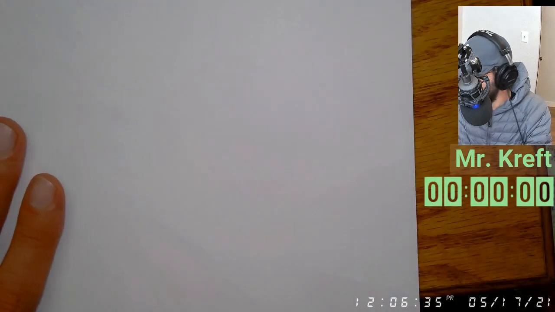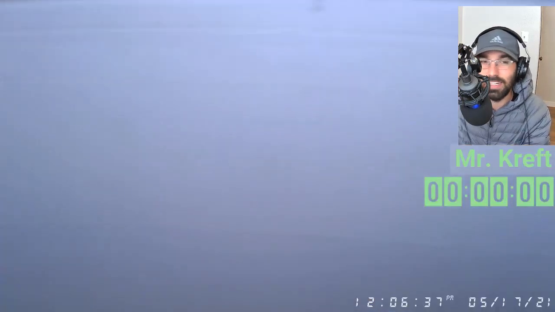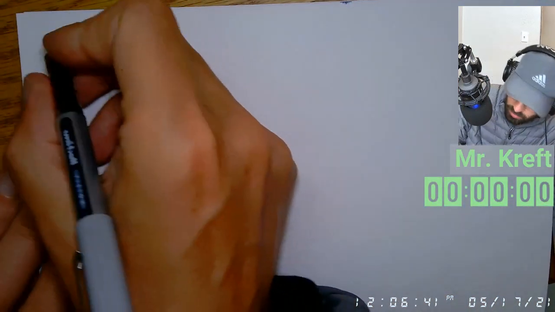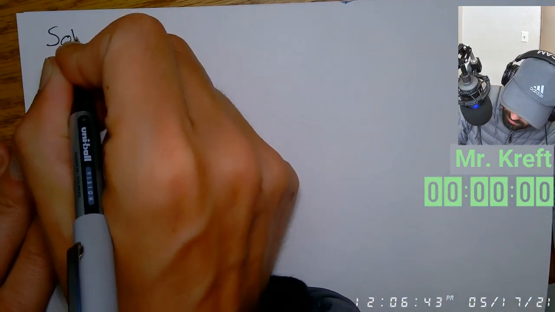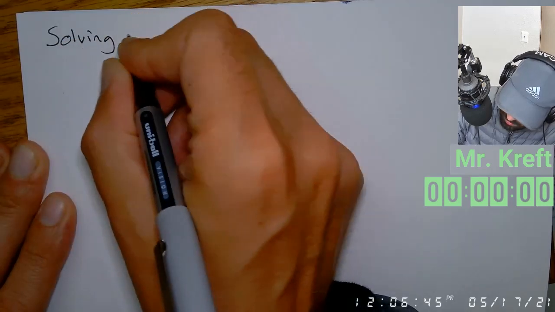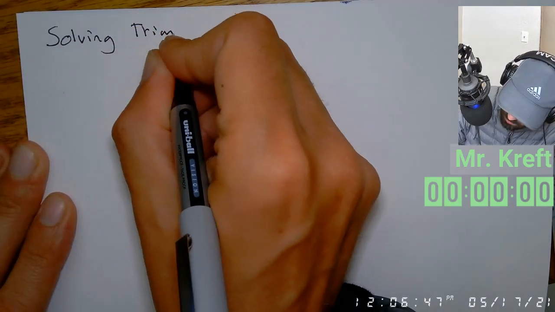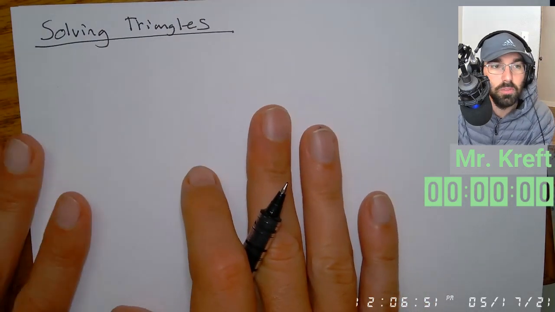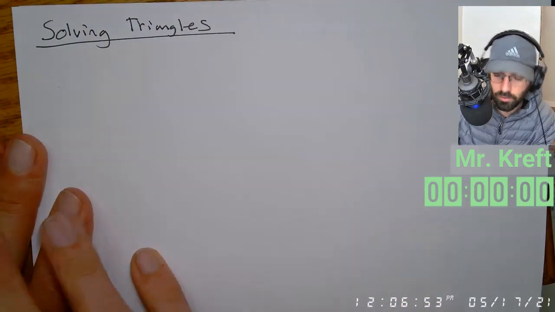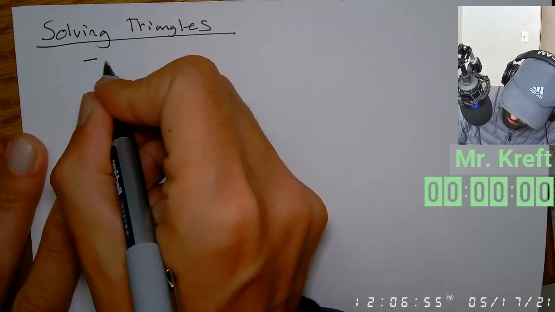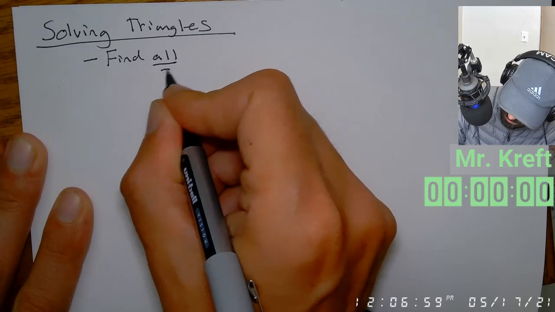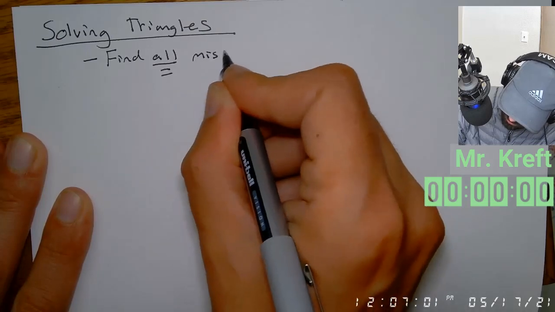Okay, so the next thing we're going to do, and this is what I mean, it's going to all come together, and this is where people make mistakes. We're going to do something that's called solving triangles. And what this means is we're going to find all missing parts.